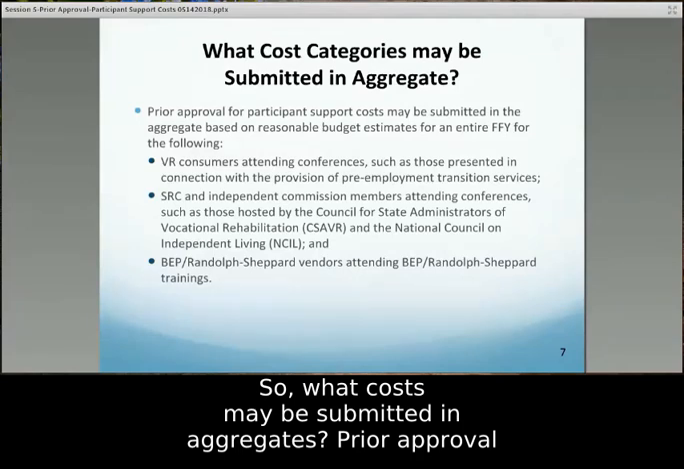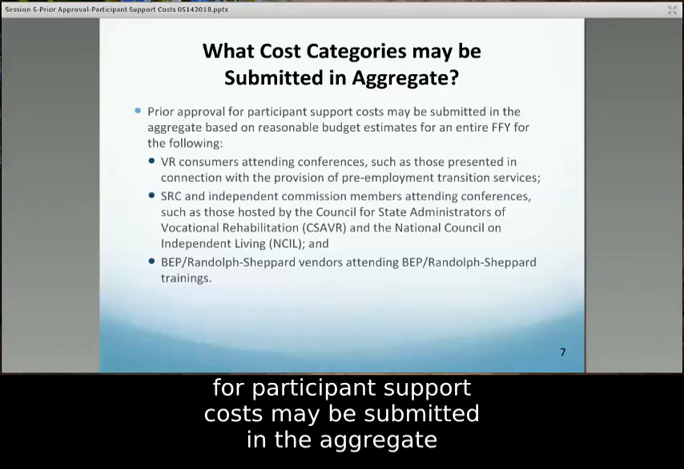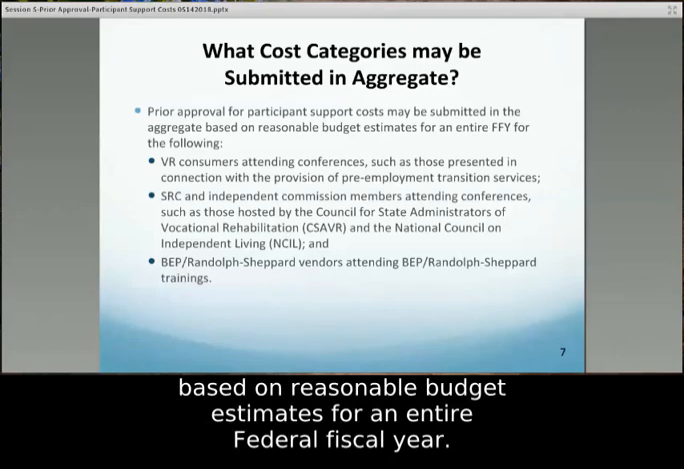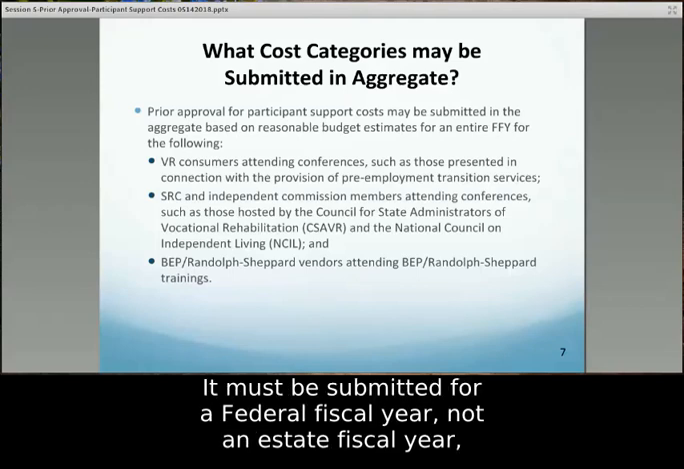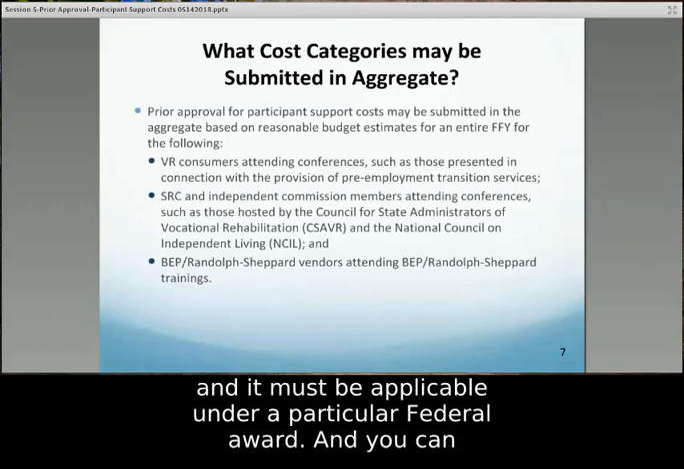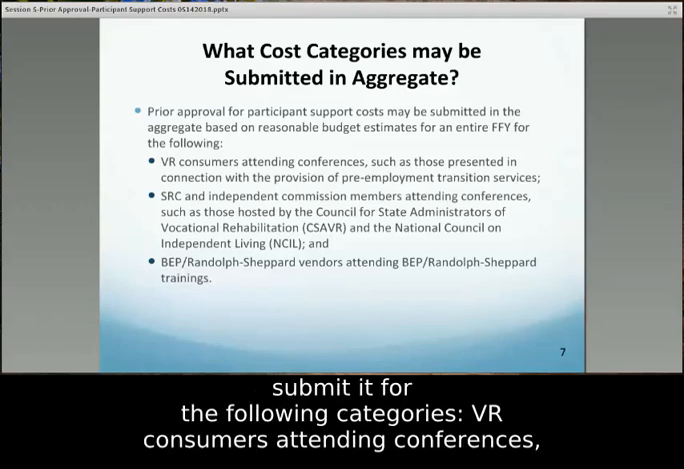So what costs may be submitted in aggregate? Prior approval for participant support costs may be submitted in the aggregate based on reasonable budget estimates for an entire federal fiscal year. It must be submitted for a federal fiscal year, not a state fiscal year, and it must be applicable under a particular federal award. You can submit it for the following categories.